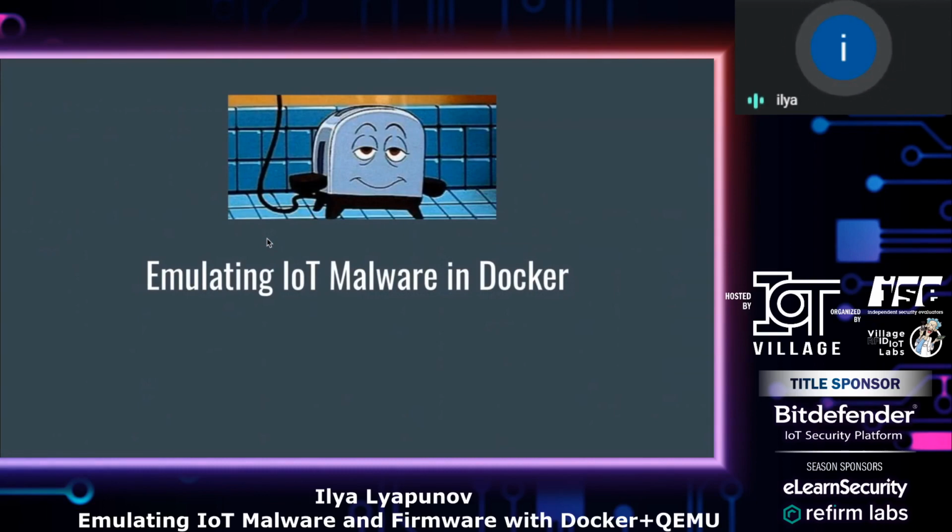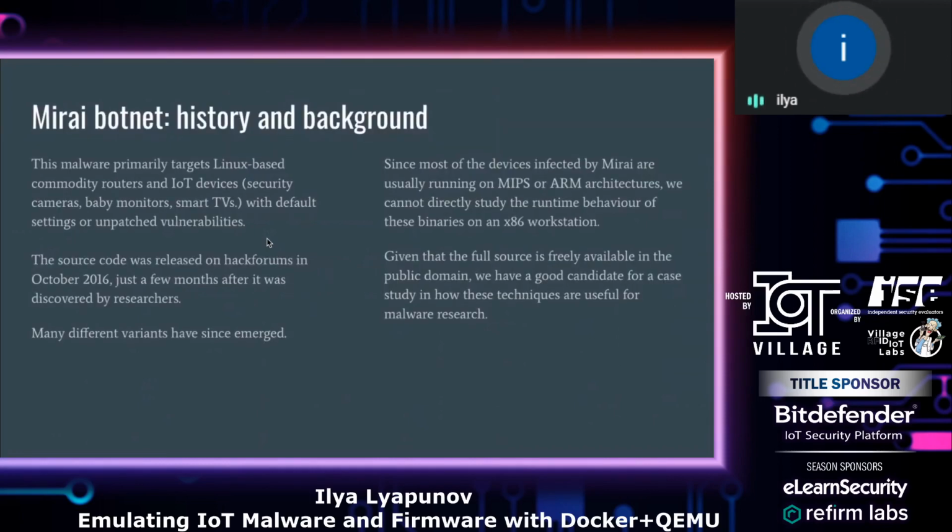Because now that we have some routers to attack, let's see what we can do to them. This section of the talk is mostly going to be a case study of the Mirai botnet. I assume everybody is familiar, but I'm just going to cover this real quick. It targets primarily Linux-based commodity routers and IoT devices. The source code was released on Hack Forums in October 2016, a few months after the botnet was discovered by researchers.